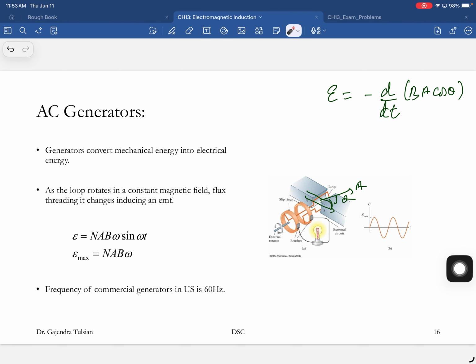Area A is the area of the loop. B is the magnetic field produced by these magnets. And theta is that angle. We're not going to change B. The magnetic field strength is constant. We're not going to change the area of the loop. All we're going to do is change this angle theta.